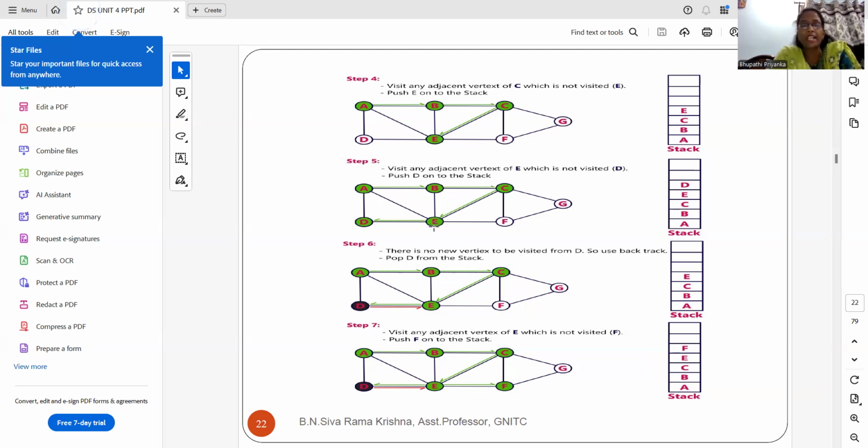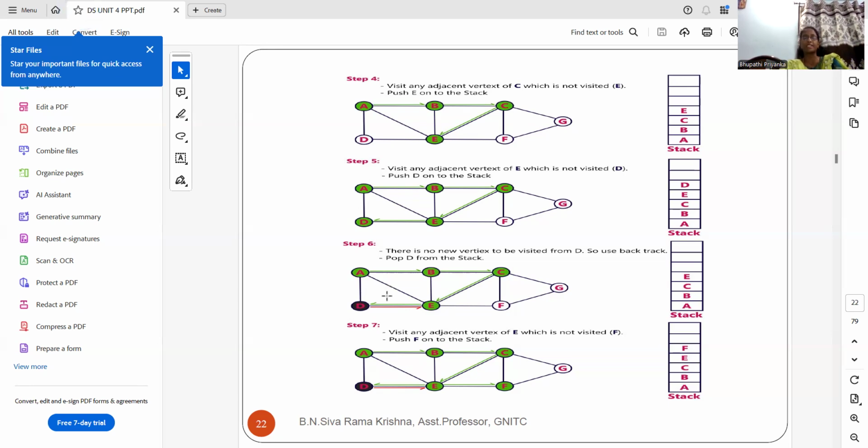Next, visit the adjacent vertices of E which are not visited. What are the adjacent vertices of E? Here we can see B, D, F, and C. Here I'm taking D. That vertex D you need to push into the stack. Next, the adjacent vertices of D are A and E. Already we have visited A and E. We don't have any other vertices which we did not visit earlier.